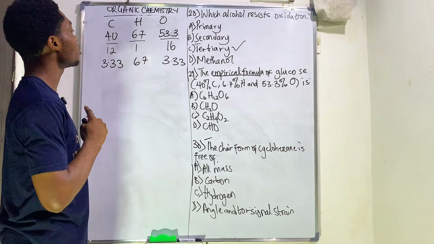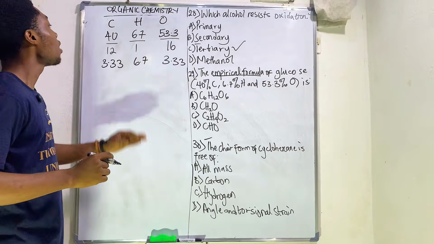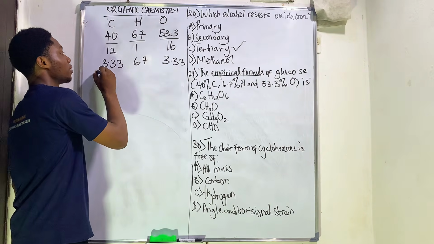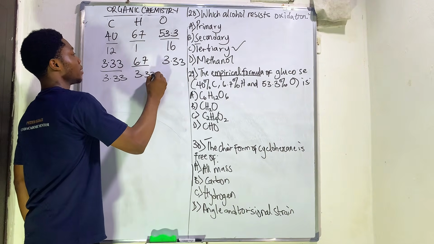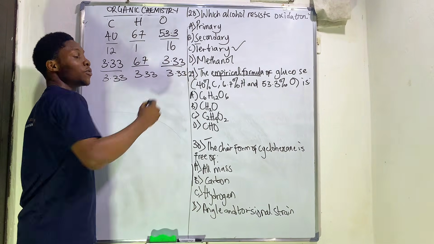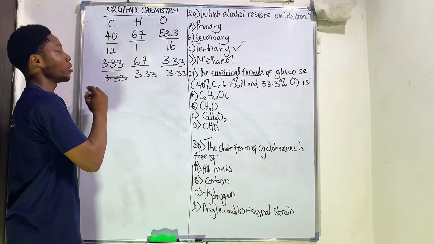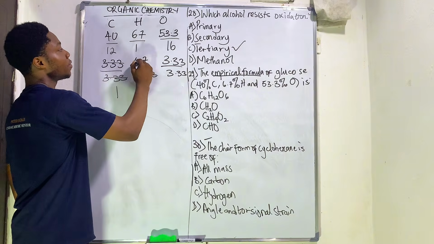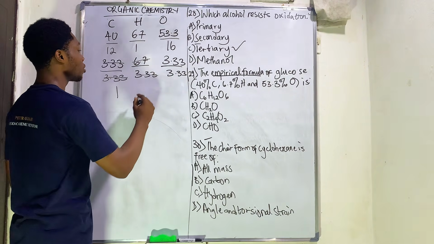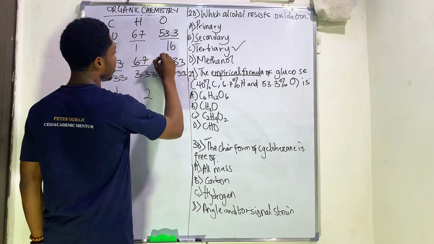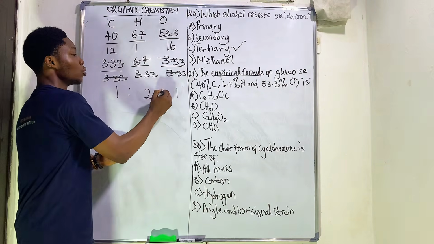Now, the next step is to divide by the lowest amount that we got, right? And from here, the lowest amount that we got is 3.33. So we divide everything by 3.33. Please be sure to note down these steps because it's very, very important. Now, 3.33 divided by 3.33 gives us 1. 6.7 divided by 3.33 is 2.01, which is approximately 2. And 3.33 divided by 3.33 is 1. So we now have that the ratio is 1 to 2 to 1.